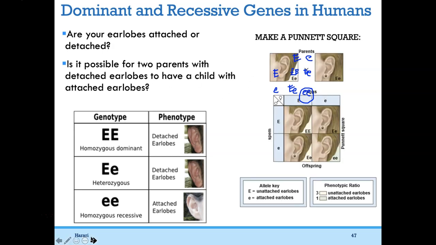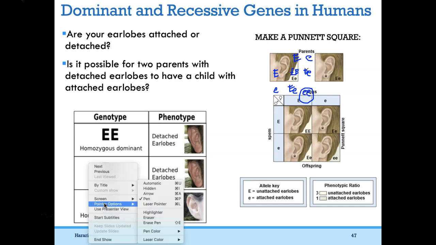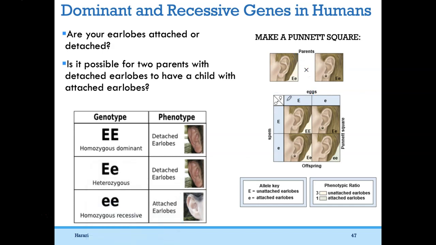Let me just clear the pen, and you can see the exact same Punnett square, that you would have 25%, or 1 out of 4, attached.